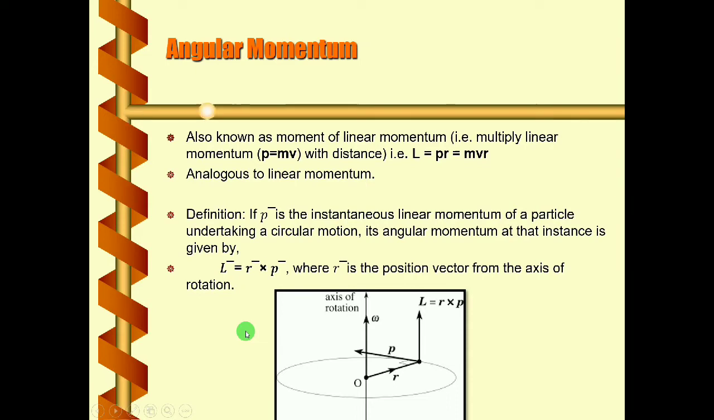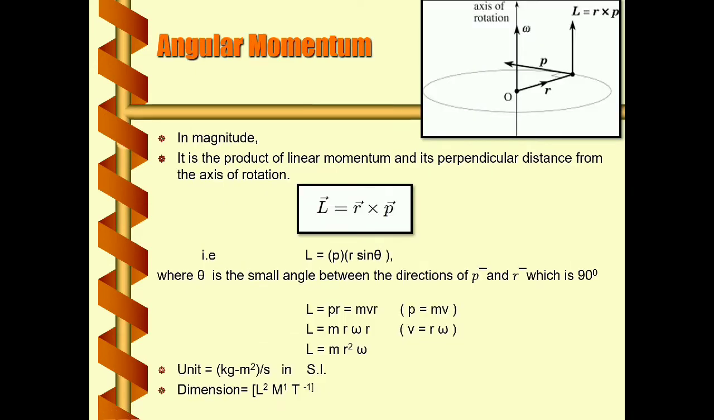Now next, again in vector form, you can write L equal to r cross P. In magnitude form, you already know the cross product, so you write the magnitudes of the two vectors. We can write L equal to P into r into sine theta, where theta is the angle between the P and r vectors. You can see in the figure that theta here is 90 degrees.